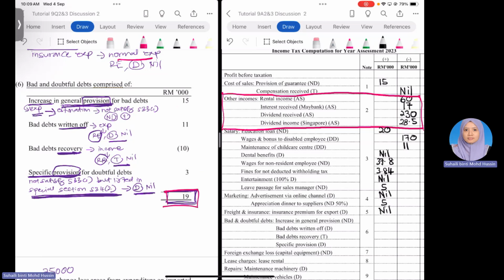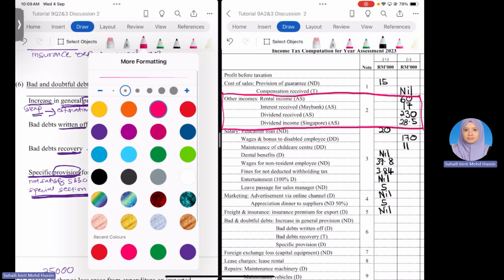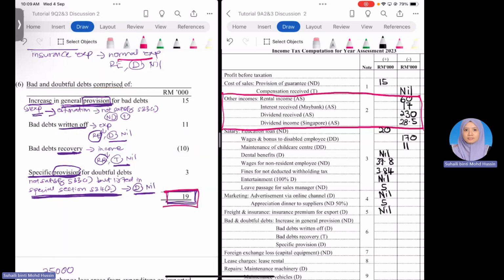Why do they have a negative here? Why is the amount 10,000 ringgit different from the others? Why? Because this is the recovery. And recovery is income. The other 3 items are the expenses.